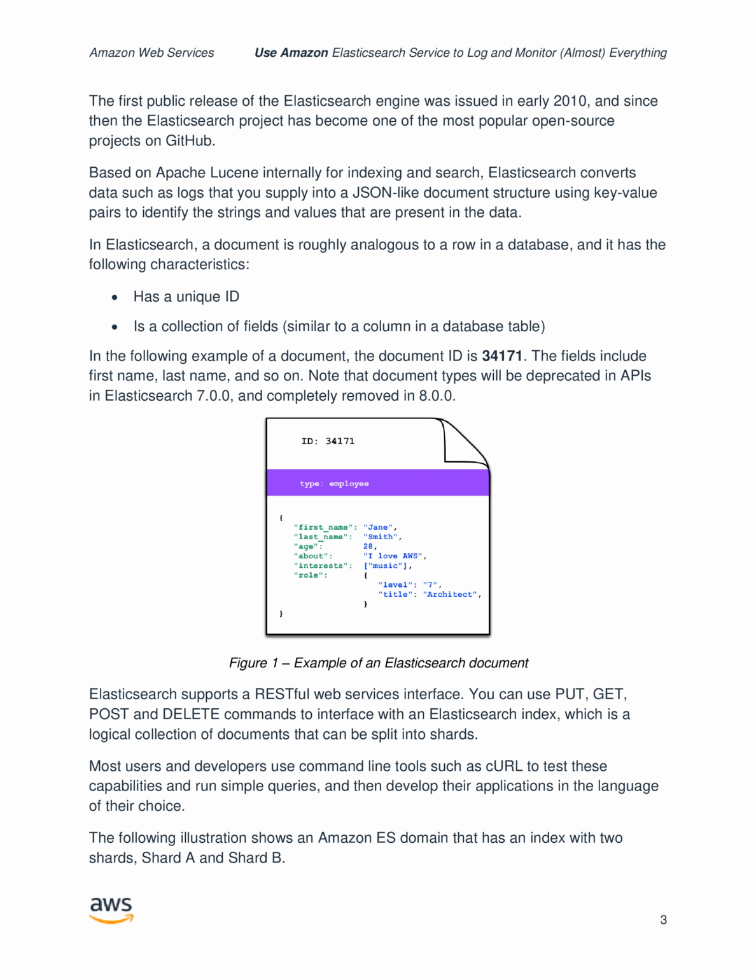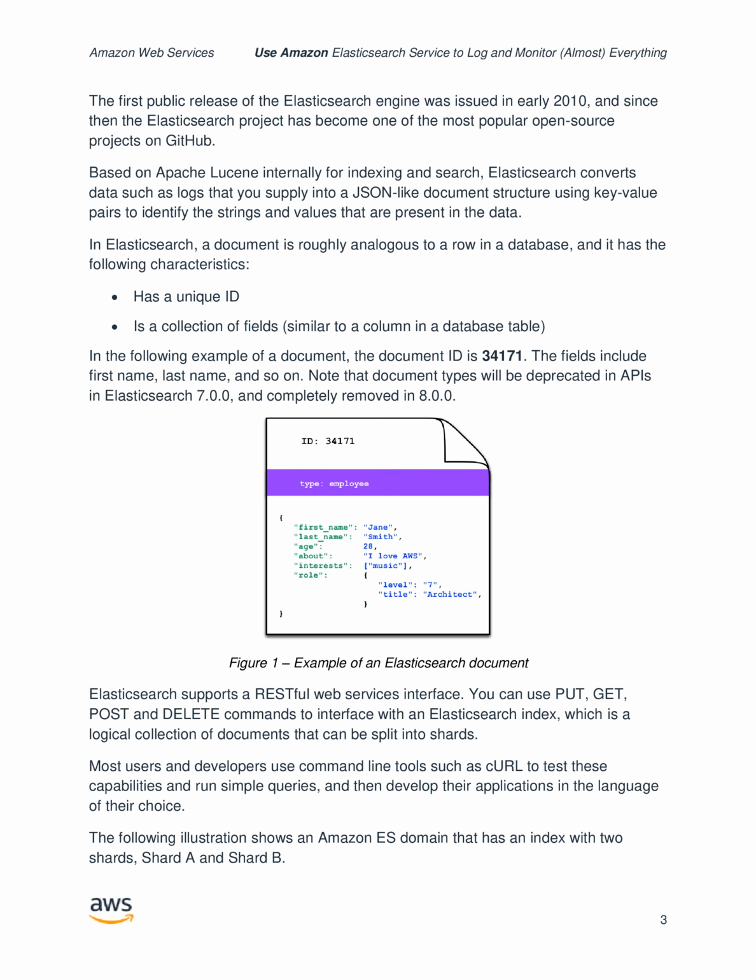In Elasticsearch, a document is roughly analogous to a row in a database, and it has the following characteristics. It has a unique ID and a collection of fields, similar to columns in a database table. In the following example of a document, the document ID is 34,171. The fields include first name, last name, and so on. Note that document types will be deprecated in APIs in Elasticsearch 7.0.0, and completely removed in 8.0.0.